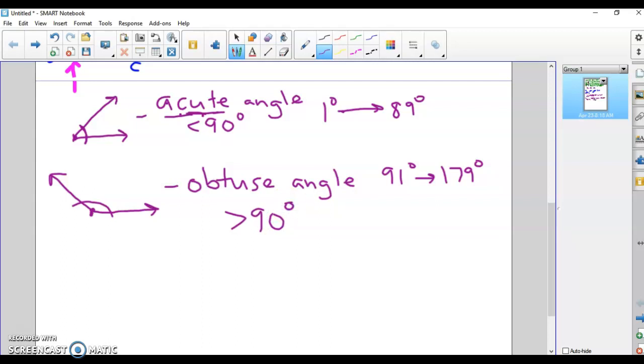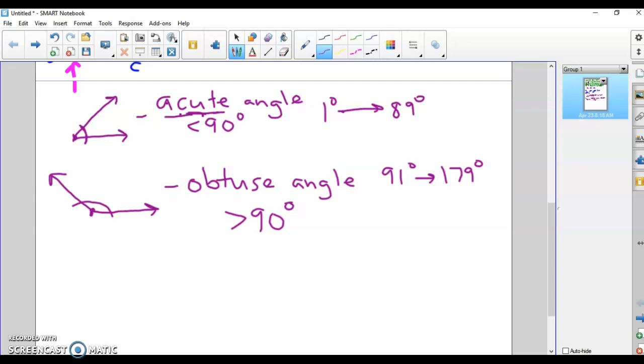And when I think of obtuse, I think of a larger person. The word obtuse sounds like someone is bigger than other people. That's kind of how I remember what an obtuse angle is. It's going to be larger. I always tell my kids, think of Mr. K with the large belly. Obtuse angle is going to be larger than 90 degrees.